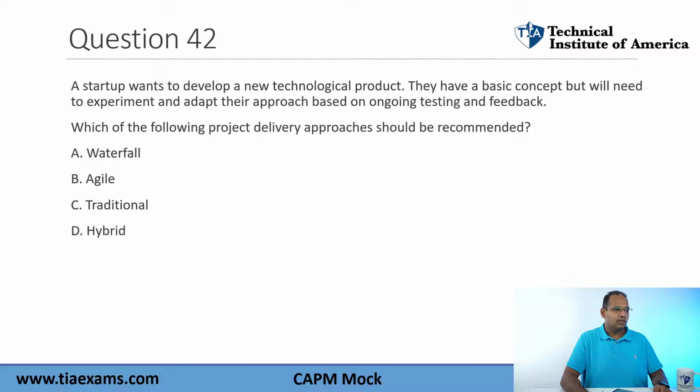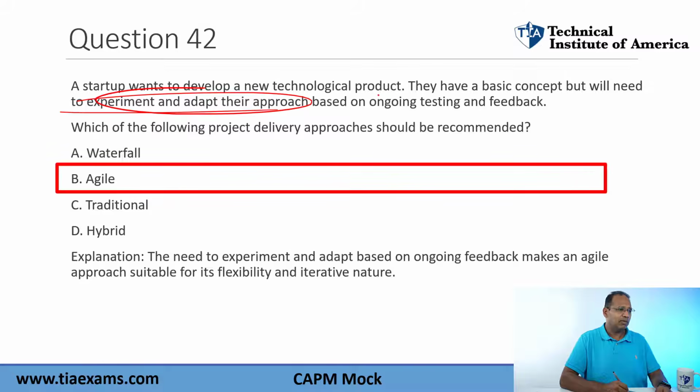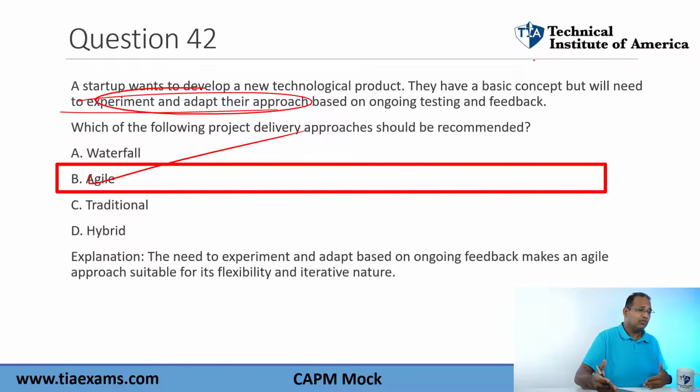All right, guys, we're coming down to an end here. Hopefully you guys got this. A startup wants to develop a new technical product. They have a classic concept, but will need to experiment and adapt their approach based on ongoing feedback. Which of the following delivery methods should we recommend? All right, so we noticed that experiment and adapt. And this here should tell you right away that they're going to be using an agile method. Now, you could have called this adaptive too, right? Adaptive, agile, all the same thing.